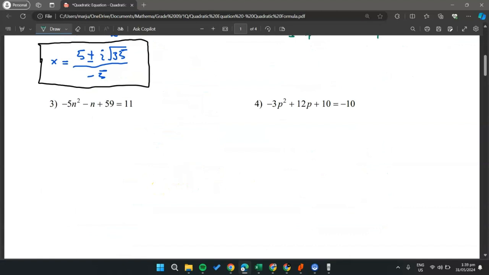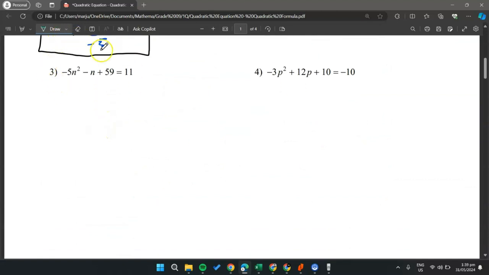Let's have number 3. Again, list down your a, b, and c. Our a equals negative 5, our b equals negative 1. Then your c is actually, before we do that, let me just rewrite this to standard form. We are going to move 11 to this side. So we will get negative 5n squared minus n, and then we have 59 minus 11, that is just plus 48, equal 0.